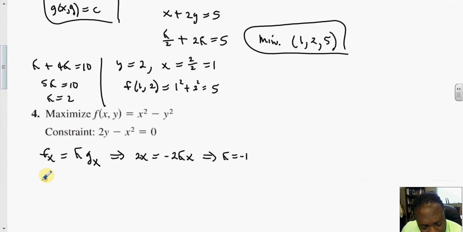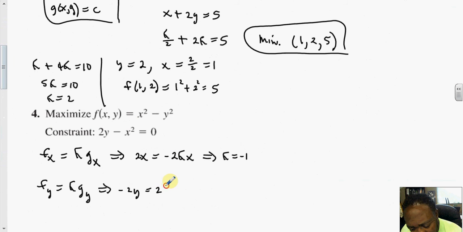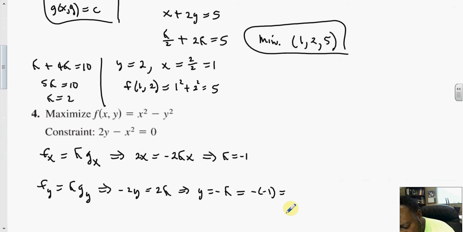The next one, the partial of f with respect to y is set equal to lambda times the partial of g with respect to y. So here we get negative 2y is equal to 2 times lambda. Well, this implies that y is equal to negative lambda. Well, lambda is equal to -1, so we have y is equal to 1.